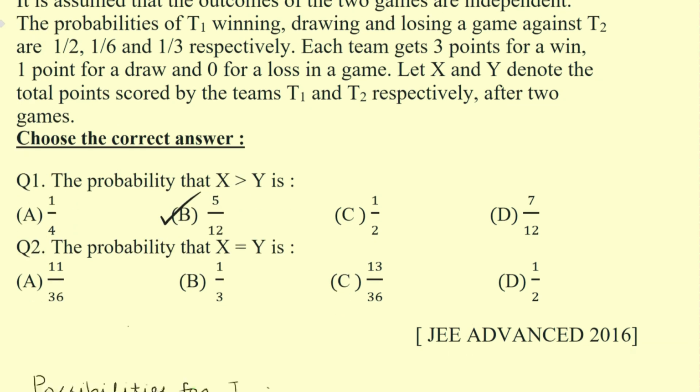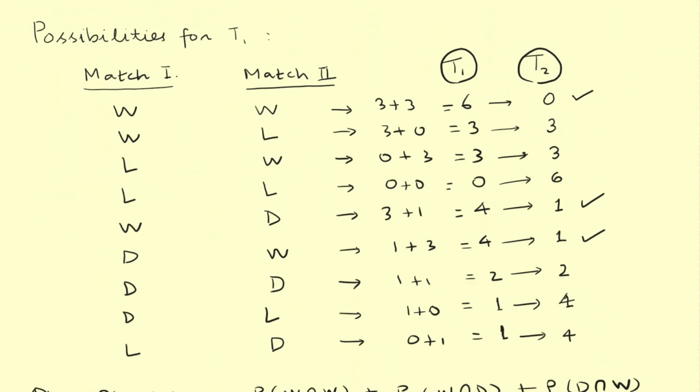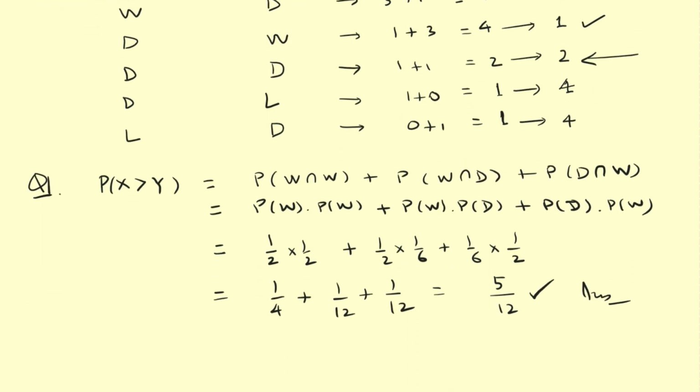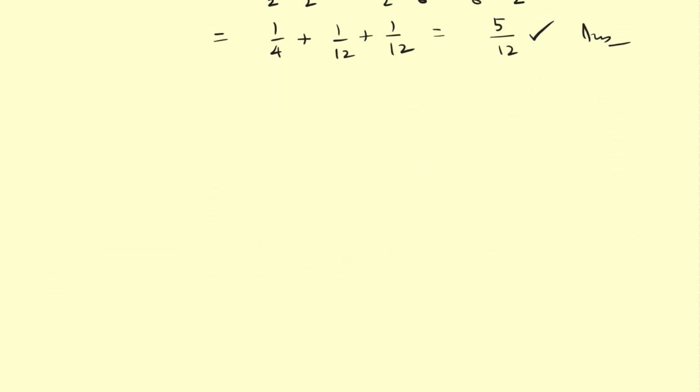Y. Now X equal to Y means the points scored by T1 and T2 must be equal. So we can see this is happening here, here, and here. Again, there are three cases: win, lose; lose, win; or draw, draw. So we'll calculate the probabilities accordingly.